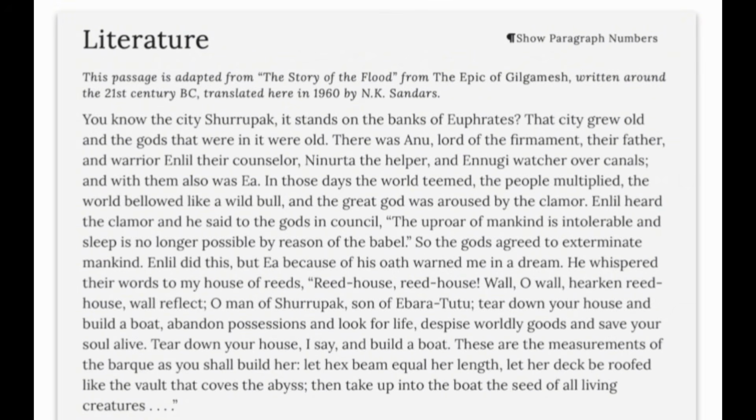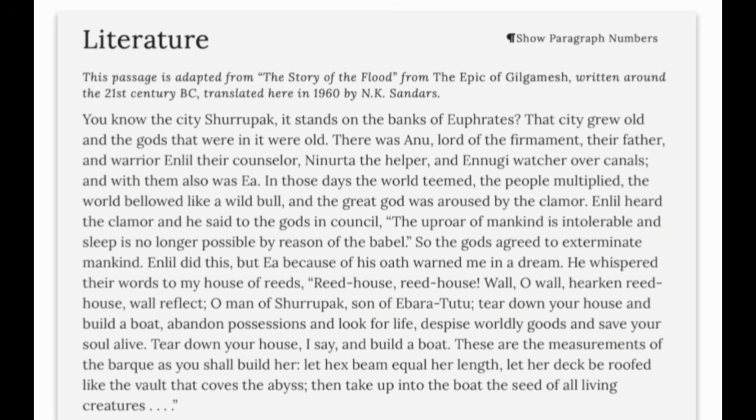Enlil heard the clamor, and he said to the gods in council, the uproar of mankind is intolerable, and sleep is no longer possible by reason of the babel. So the gods agreed to exterminate mankind. Enlil did this, but Ea, because of his oath, warned me in a dream. He whispered their words to my house of reeds.